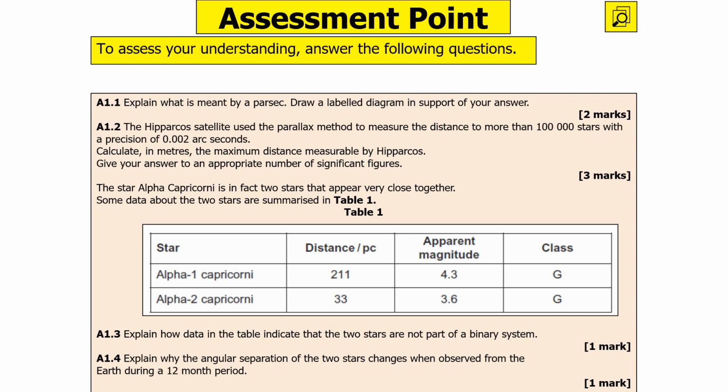Then the star Alpha Capricorni is in fact two stars that appear very close together. Some of the data about the two stars is summarised on the screen. Firstly, explain how the data in the tables indicates the two stars are not part of a binary system, and then explain why the angular separation of the two stars changes when observed from the Earth during a 12-month period. So pause the video now, then unpause the video when you want to go through your answer.